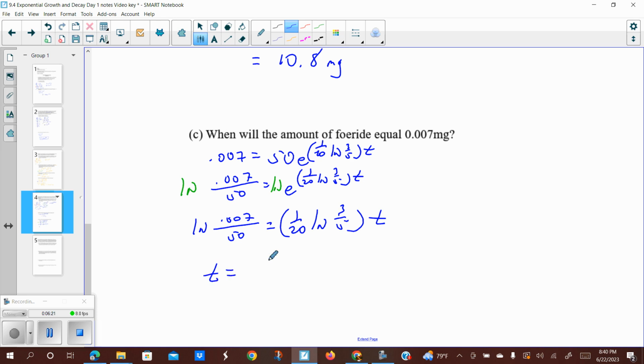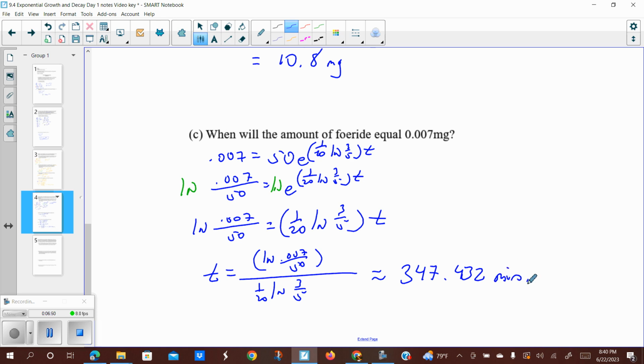the entire thing on the right side there, so we get the natural log of 0.007 over 50, that's the numerator, all over 1/20th of the natural log of 3/5. Plug all that stuff into your calculator, and this works out to be the time is 347.432 minutes. So it looks like that's just a little bit less than 6 hours to get down to 0.007 milligrams. All right, so that was a decay problem.